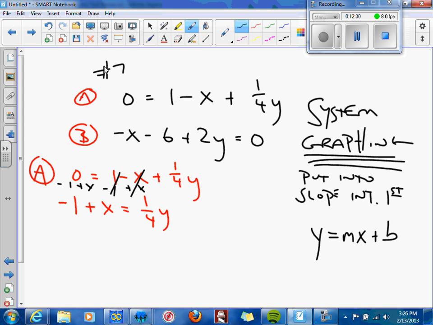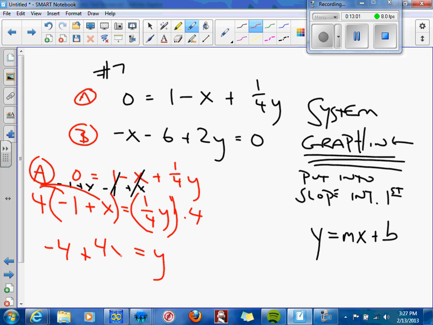Okay? Next, to get rid of this 1 fourth, I'm going to multiply by the reciprocal. If I multiply here by 4, I have to multiply here by 4. Got it? So here, this just turns into y, and here, I get negative 4 plus 4x. Now I have the y-intercept. Okay? All right. Next.